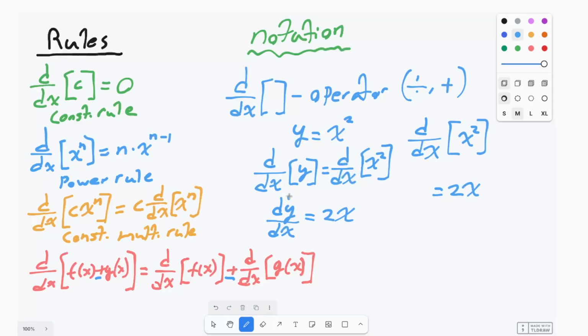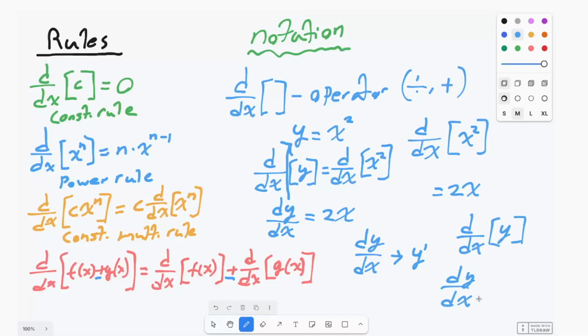dy/dx, derivative of y, equals 2x. Now this dy/dx, this is really our derivative. This is our label for the derivative of the function y. And this dy/dx can also be written as y prime. If we have y, the derivative of y is y prime, or dy/dx. These are both ways of writing the derivative of the function of y. So just to clarify, d/dx is our operator of some function. dy/dx is actually the derivative of that function, whatever it equals.